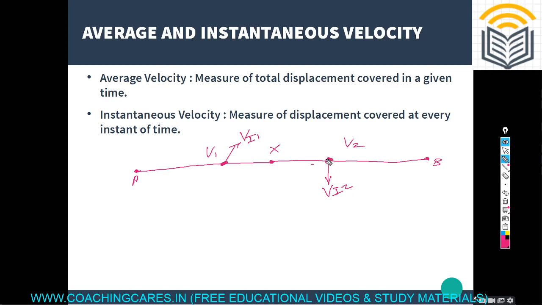Like this we can calculate the instantaneous velocity of the object at a particular instant of time at any specific position. But average velocity is the total displacement covered from A to B in a given time, while instantaneous velocity is the measure of displacement covered at any instant of time.